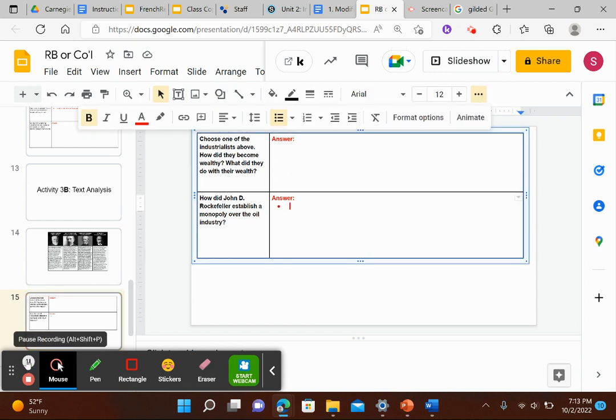All right, question number 2. I'll go ahead and model this. So I chose Andrew Carnegie, and he made his money in the steel industry. He profited greatly, and he paid workers little and put down strikes, but he also gave away millions in philanthropic endeavors.